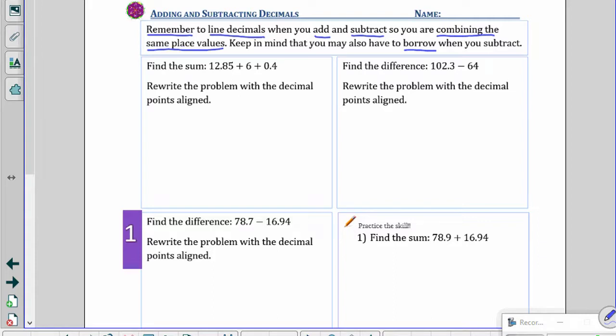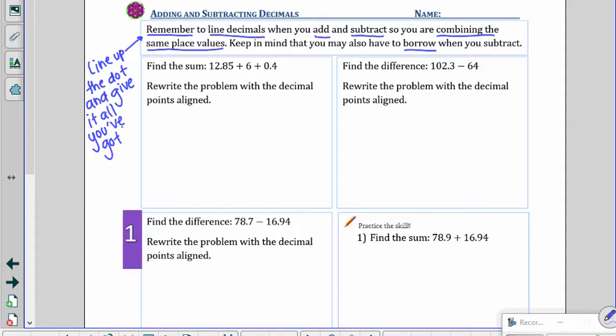When I do this, I like to think of the phrase, line up the dot and give it all you've got. Kind of a fun little saying. Line up the dot and give it all you've got.